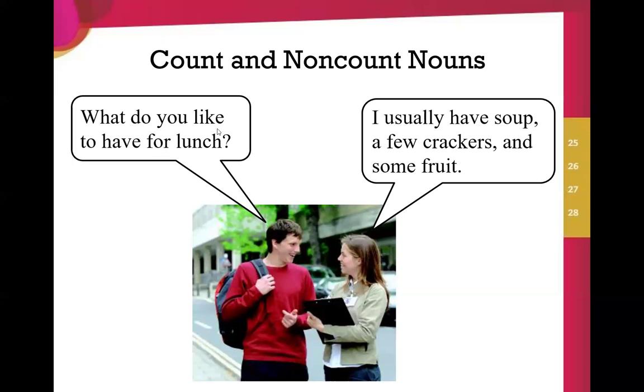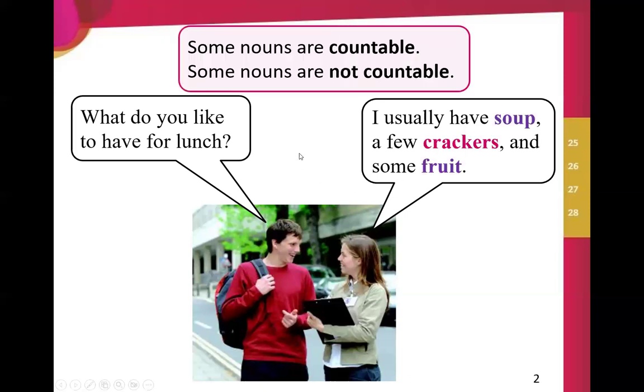What do you like to have for lunch? Okay. I usually have soup. Soup is an uncountable noun. A few crackers, countable, and some fruit. So crackers, fruit, soup, these are nouns. Some nouns are countable and some nouns are not countable. We cannot count them. We cannot count like one, two, three, four, and so on.